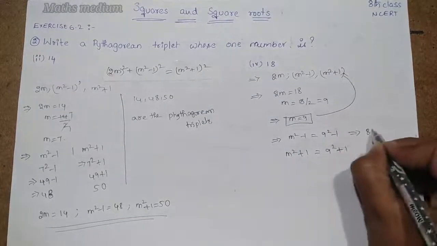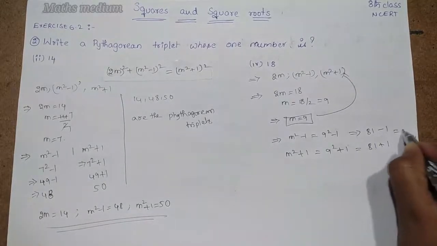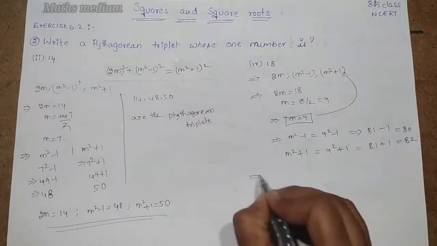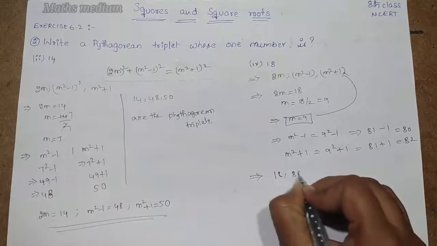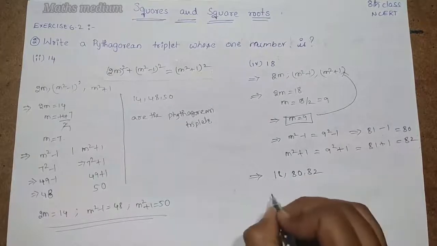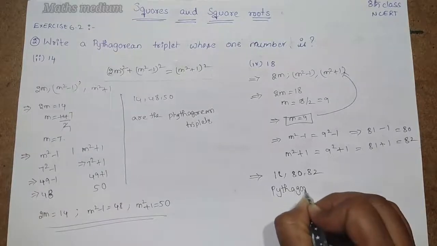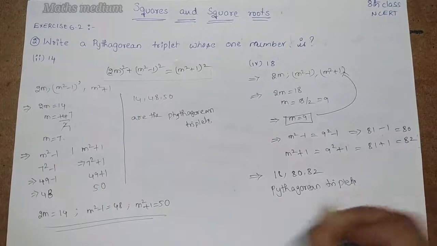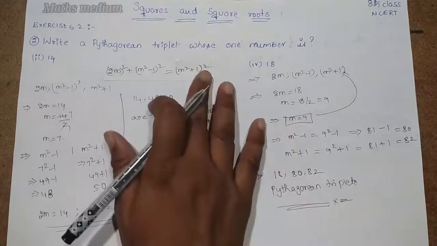9 square 81 minus 1. 9 square 81 plus 1. Here 80 and this is 82. Here are the Pythagorean triplets, that is 18, 80 and 82 are the Pythagorean triplets of the given question. This is about this question. These are the Pythagorean triplets based on the given formula.